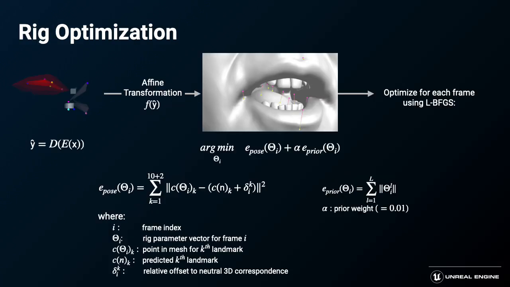For the rig optimization stage, we applied an affine transformation to the predicted mouth landmarks position into the mesh space. Then we optimized using the LBFGS algorithm to minimize the error of the corresponding landmark positions in the mesh. With respect to the predicted positions, we also added an L1 prior to overcome the sparsity of our data.